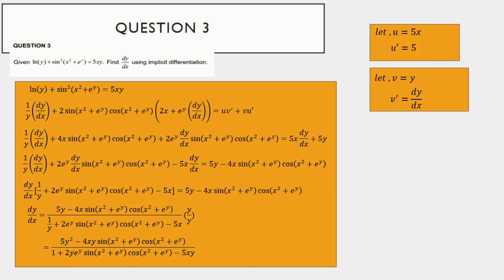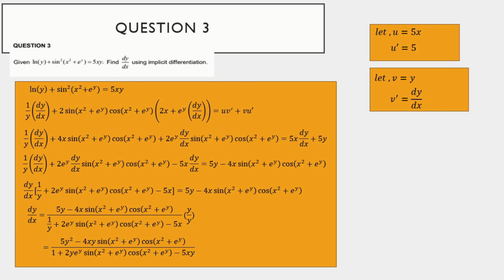For the fifth row, we need to factorize the dy over dx. We factorize it and it will become dy over dx times 1 over y plus 2e power of y sine x squared plus e power of y cos x squared plus e power of y minus 5x. Next, we need to move the multiplication to the right. So we move 1 over y plus 2e power of y sine x squared plus e power of y cos x squared plus e power of y minus 5x to the right. So multiplication, we move to the right, it will become division.